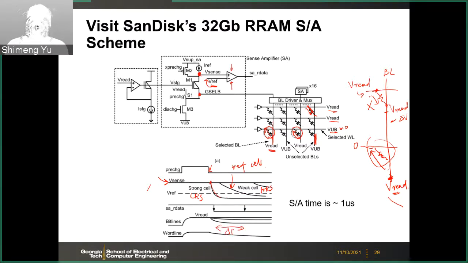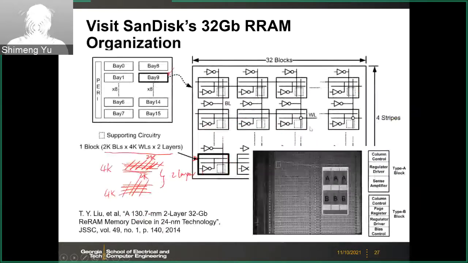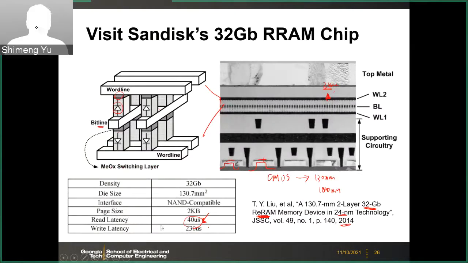So this is the voltage sensing scheme as we discussed before. In this particular design, the reported sensing time is about 1 microsecond. But this is for an individual block sensing. The total read time, or read latency, is about 40 microseconds.